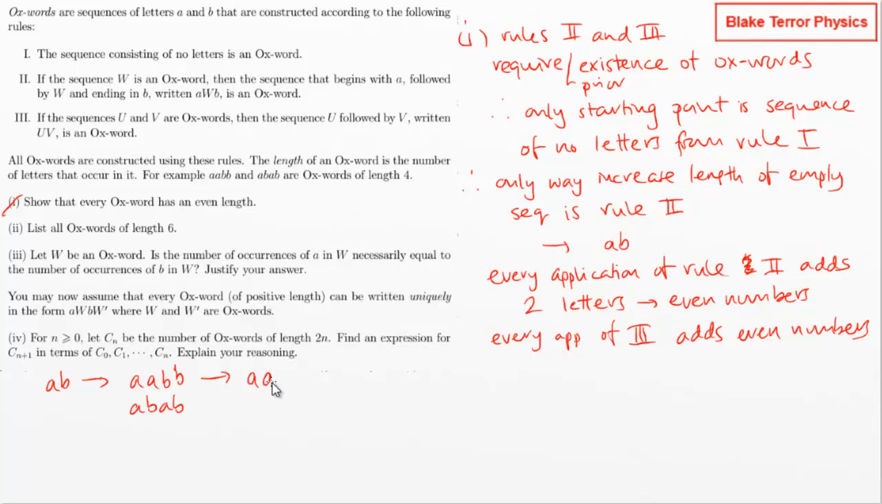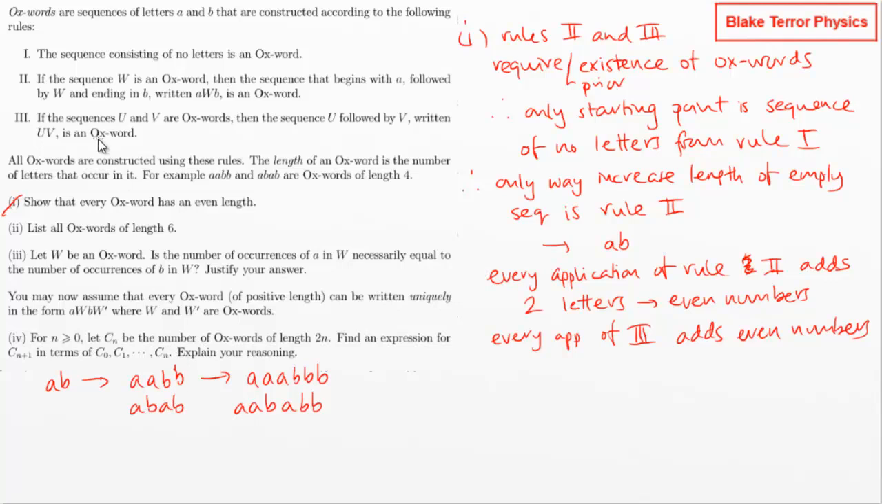So say AAABBB. Or, oh, actually, we can do rule 2 twice, can't we? Because we can do it on the second one. So AABABB. So that's doing rule 2 on both of the length 4 ones.